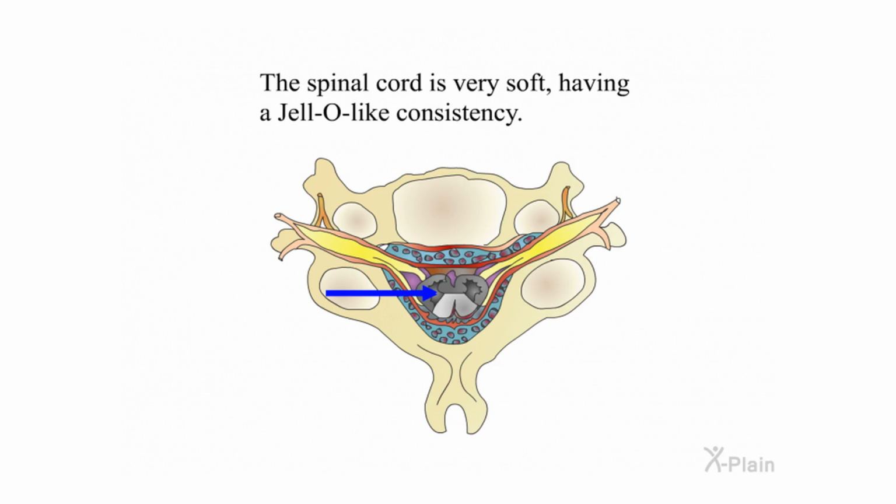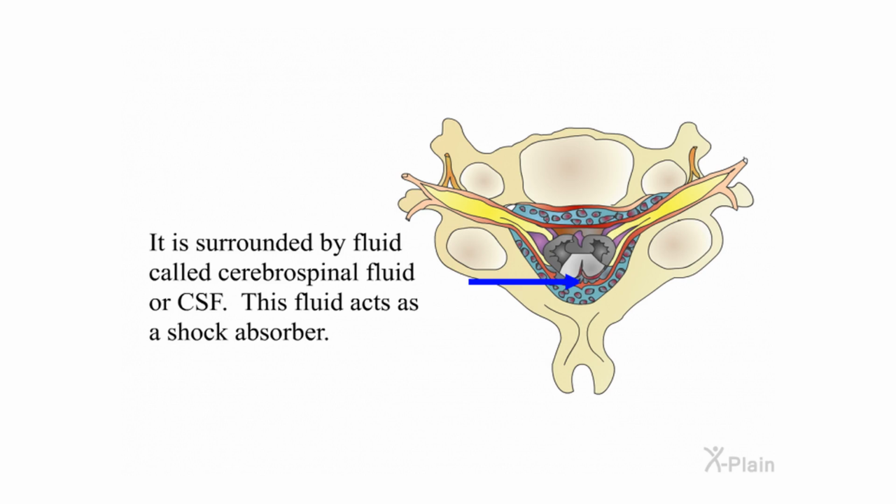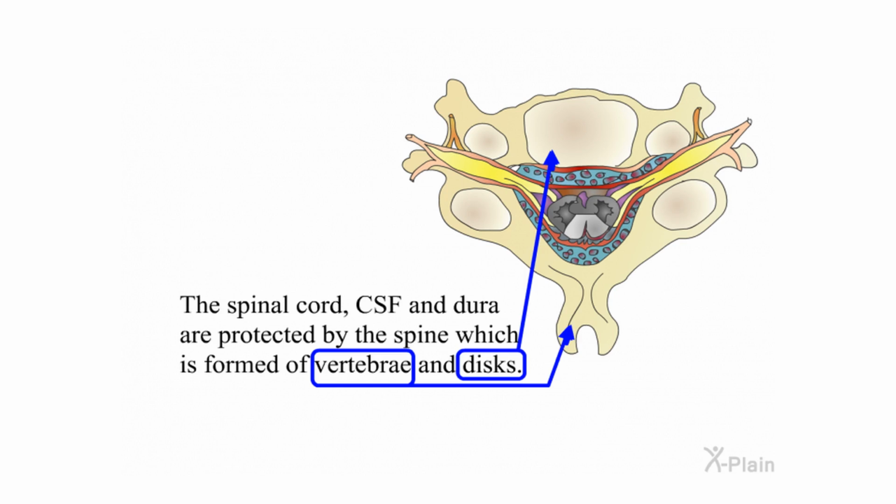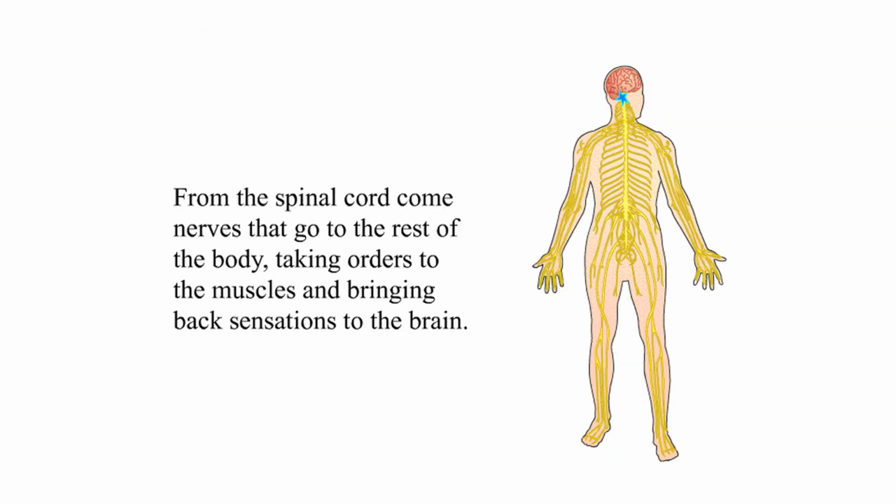The spinal cord is very soft, having a jello-like consistency. It is surrounded by fluid called cerebrospinal fluid, or CSF. This fluid acts as a shock absorber. A covering known as dura surrounds the spinal cord and CSF. The spinal cord, CSF, and dura are protected by the spine, which is formed of vertebrae and discs. From the spinal cord come nerves that go to the rest of the body, taking orders to the muscles and bringing back sensations to the brain.